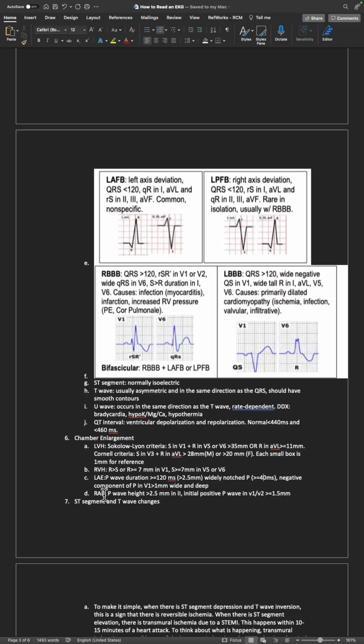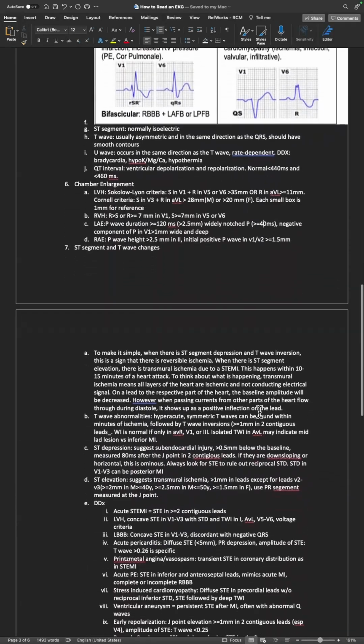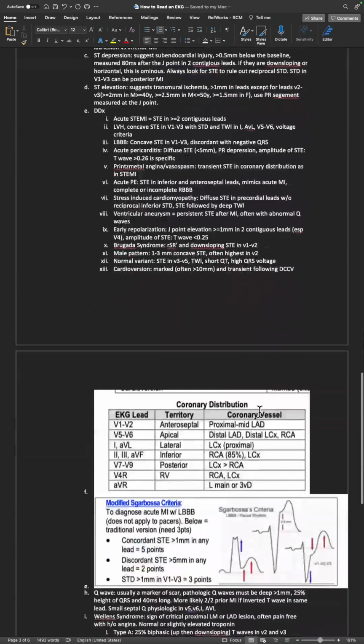And then we have right atrial enlargement, in which the P wave height is greater than 2.5 millimeters in lead 2, and initial positive P wave in V1 and V2 greater than or equal to 1.5 millimeters. Then we talk about ST segment and T wave changes.